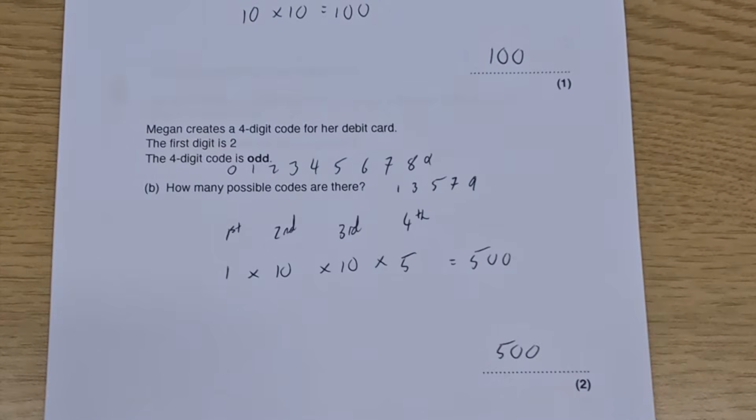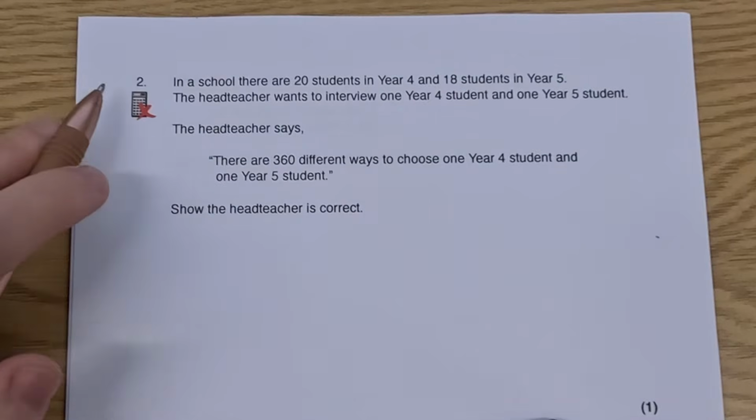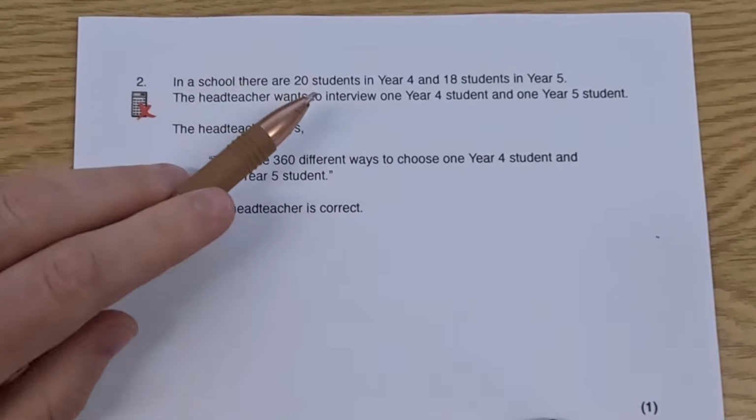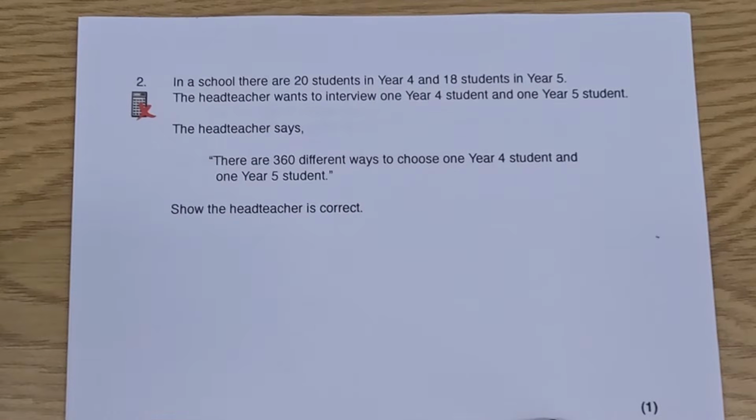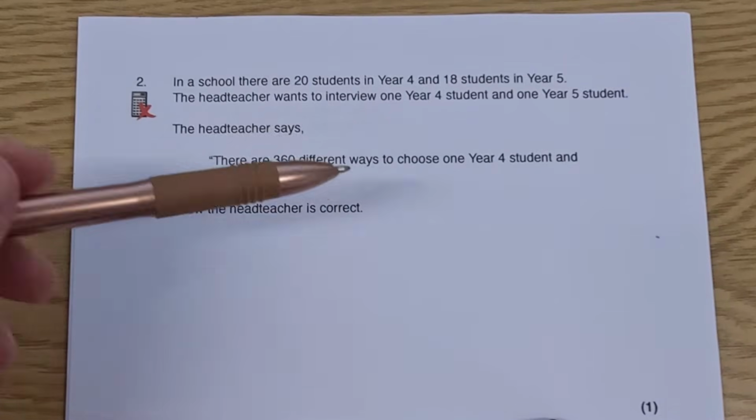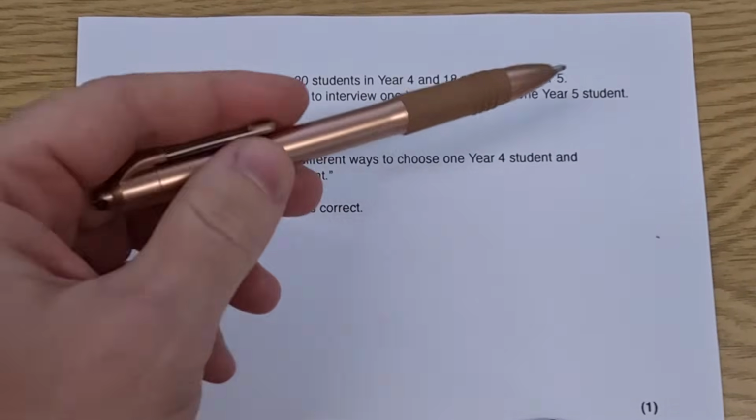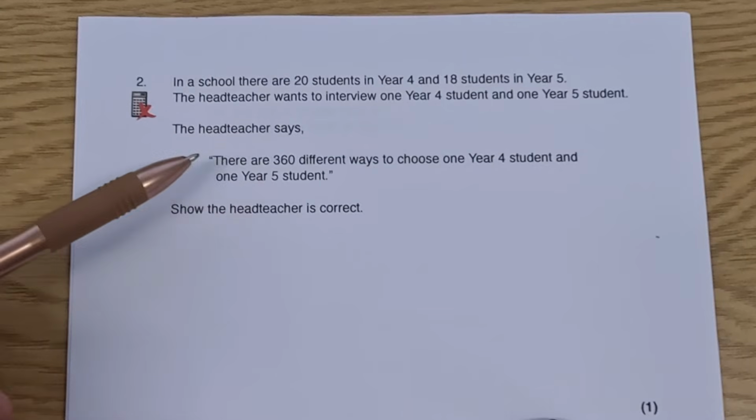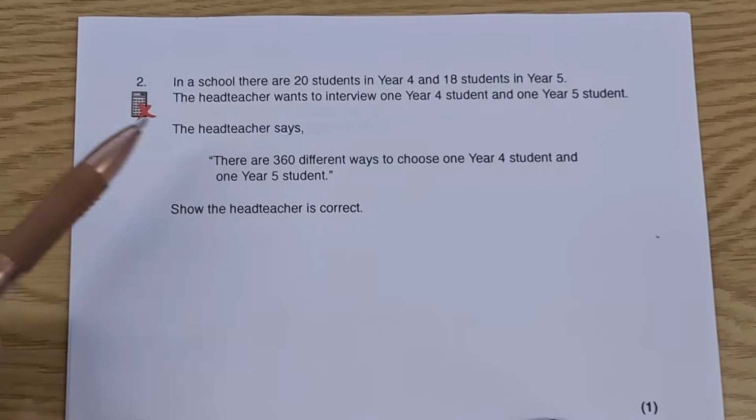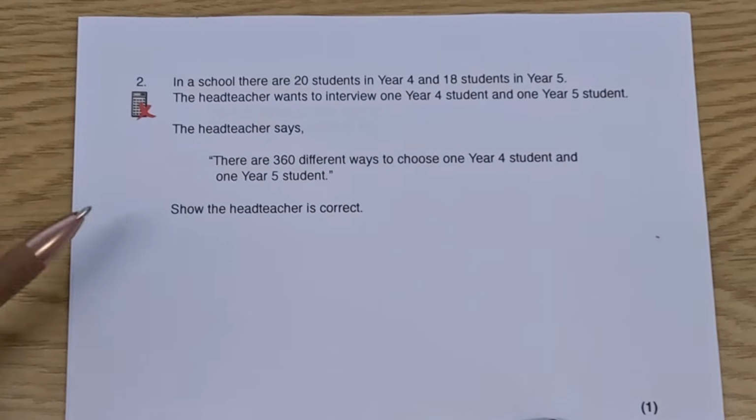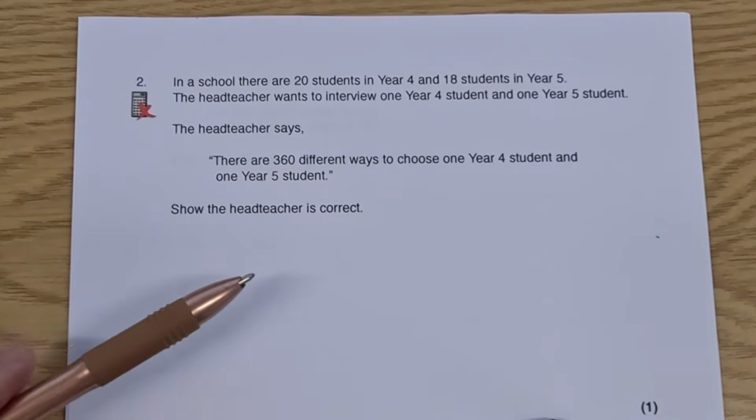Okay, let's look at our next question, question number 2. Okay, so question number 2 says, in a school there are 20 students in year 4 and 18 students in year 5. And the head teacher wants to interview one year 4 student and one year 5 student. And the head teacher says there are 360 possible ways to choose one year 4 student and one year 5 student in the school. And the question says, show that the head teacher is correct.